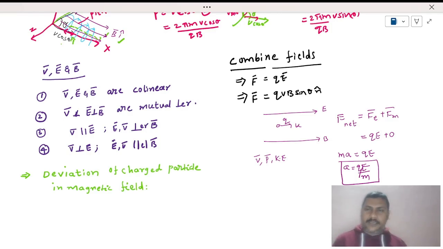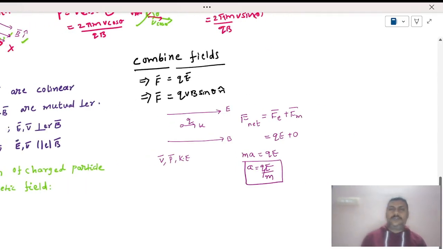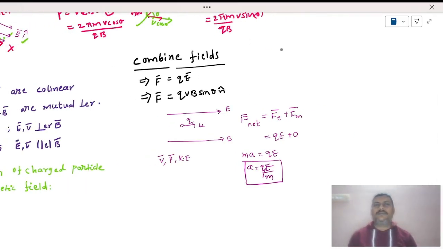So now all are perpendicular. Now another case: all fields are perpendicular, meaning V bar, E bar, and B bar are mutually perpendicular. Next case. In this mutually perpendicular case, first of all we have to define the directions of the fields.